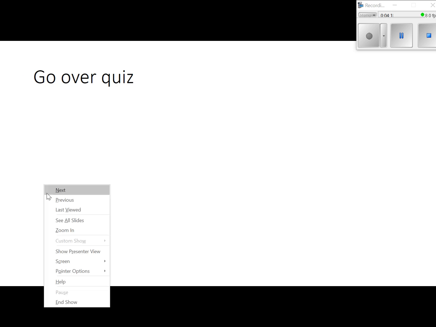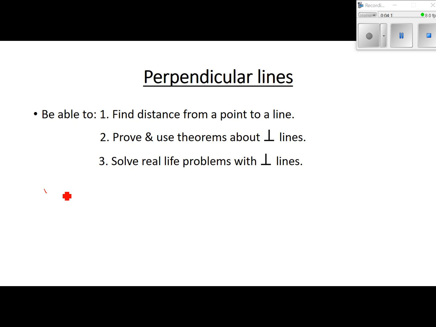I did have a blank slide there. I don't know if I did. I wrote it all in that little space.